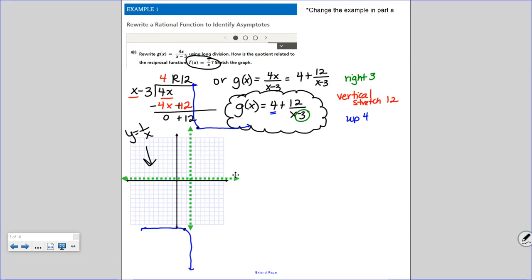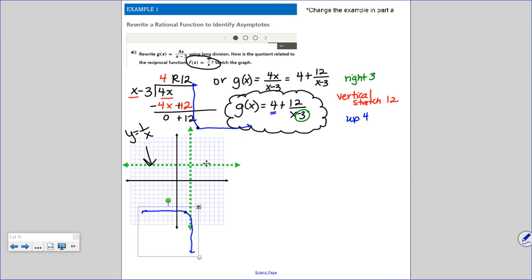Move the line: 1, 2, 3, 4. And then this part gets shifted up 4: 1, 2, 3, 4. So somewhere around here. That's a rough sketch of what it would look like. But what we are asked is to identify the asymptotes again. So everything's going to be shifted to the right 3, up 4.